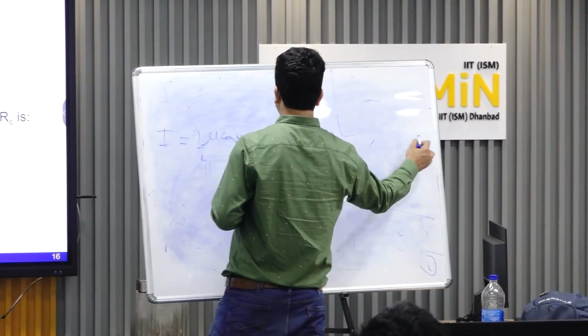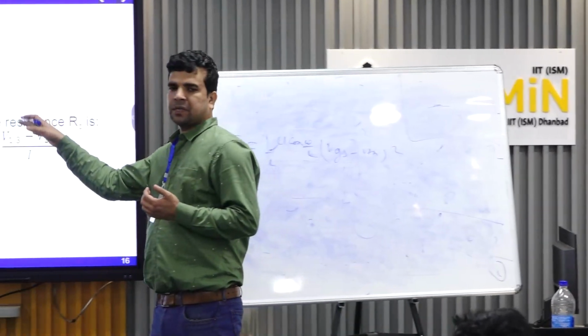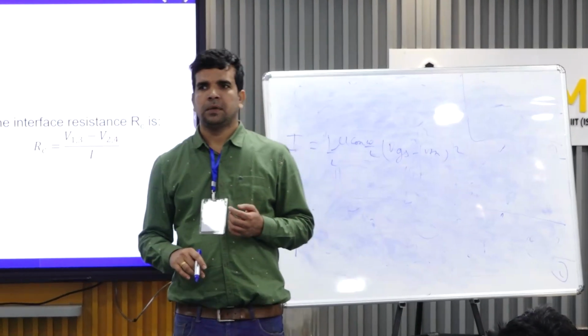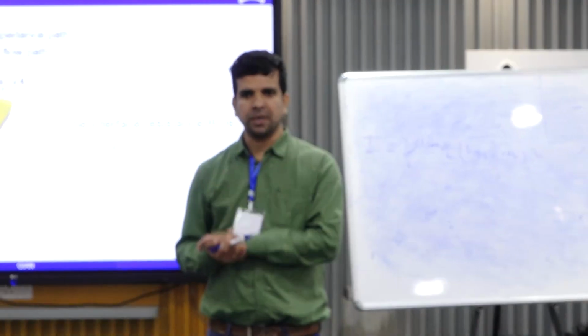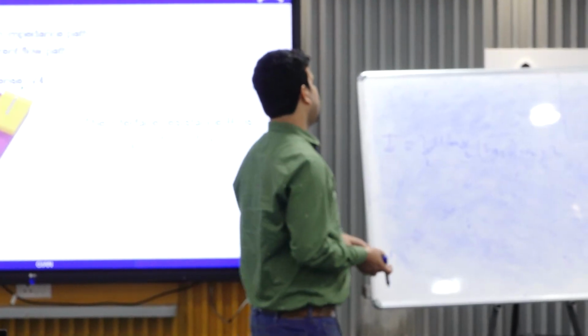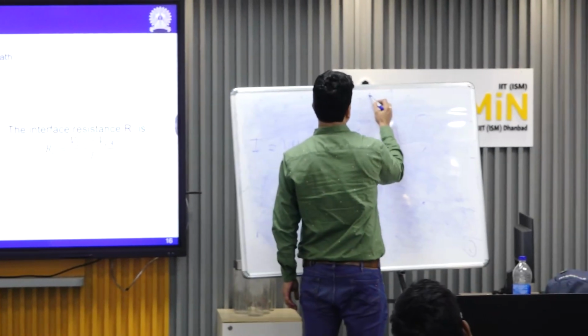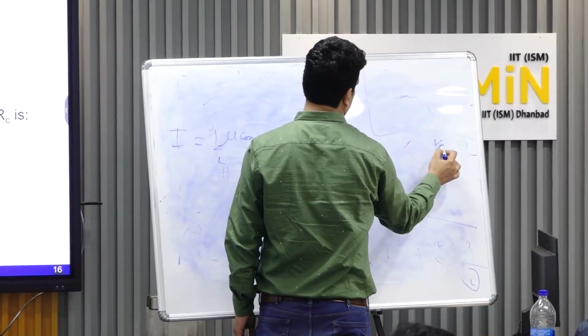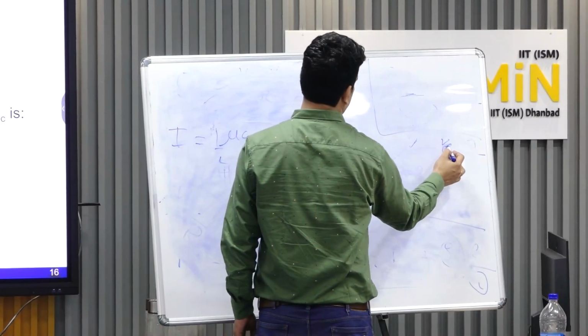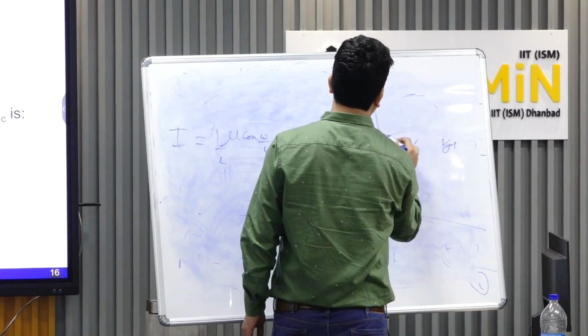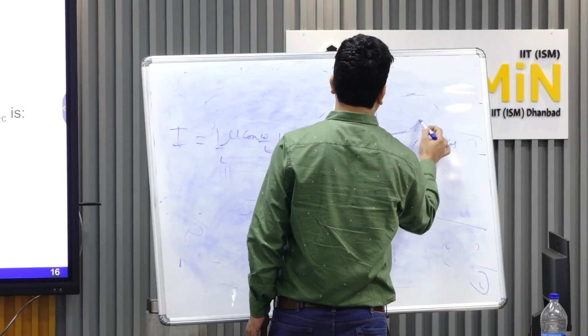Here I have plotted ID versus VD. But similarly you can tune the gate voltage and find ID versus VGS. If you find that, it will give you a characteristic something like this.